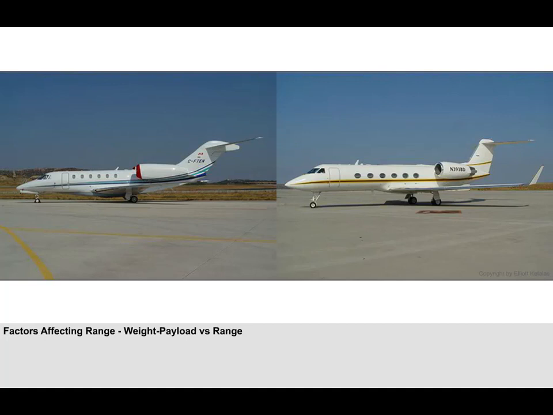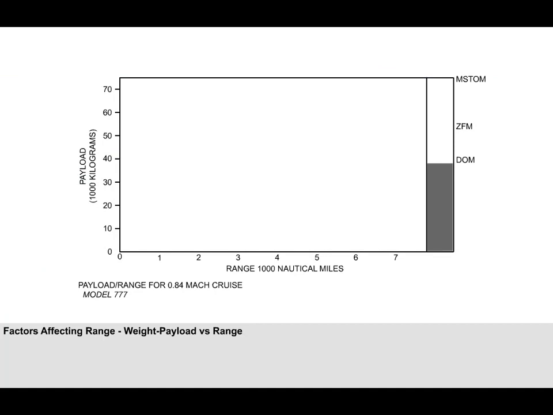These requirements can be best described by going through a typical example. Shown on screen is the payload range graph for a Boeing 777. On the vertical axis is the payload in thousands of kilograms, and the horizontal axis shows the aeroplane range in thousands of nautical miles. On the right-hand side of the graph is a bar chart symbolizing aeroplane mass.